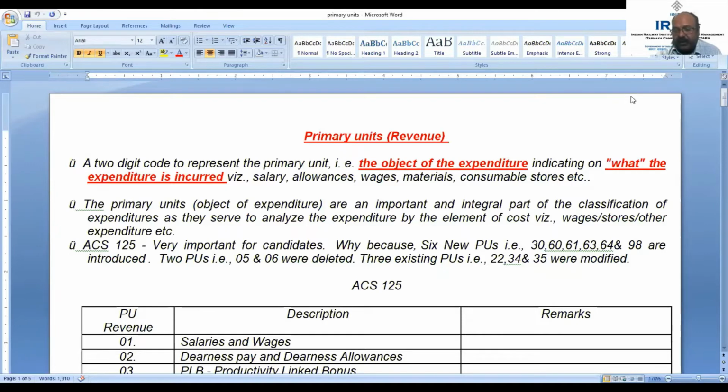See, one way of analysis of expenditure is activity wise. Another way of analysis of expenditure is the element of the cost. Element of the cost means how much amount is incurred towards PLB, how much towards laptop procurement, how much expenditure towards night duty allowance. Like that, we can analyze the element of cost with the help of the primary unit. Here, Advance Correction Slip 125, issued 2 years back, is a very important correction slip.